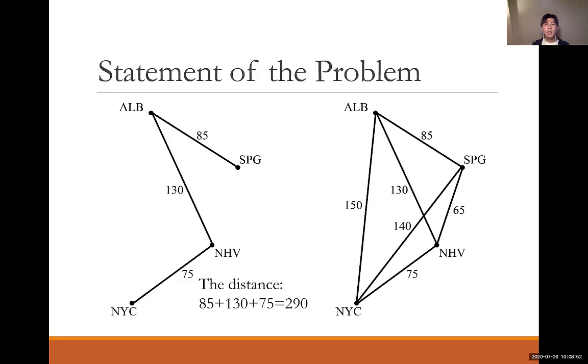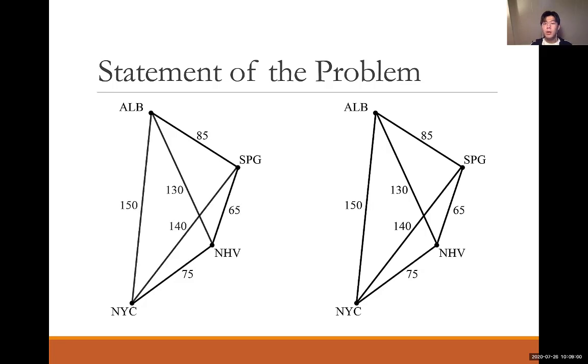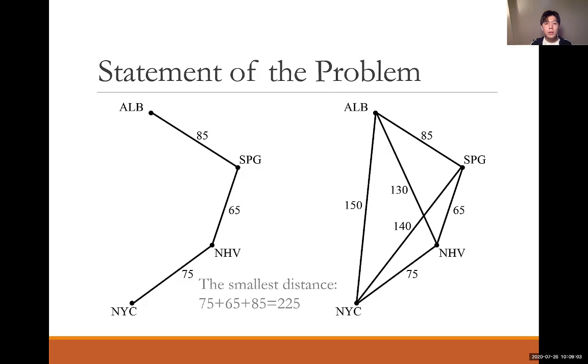It is shorter than the previous example. But we can think about a smaller one. So this is actually the smallest plan for this example. We can build the railway from Albany to Springfield, and then Springfield to New Haven, and then New Haven to New York City. In this way, the distance will be 225 miles, which is the smallest distance to connect all the cities in a railway system.